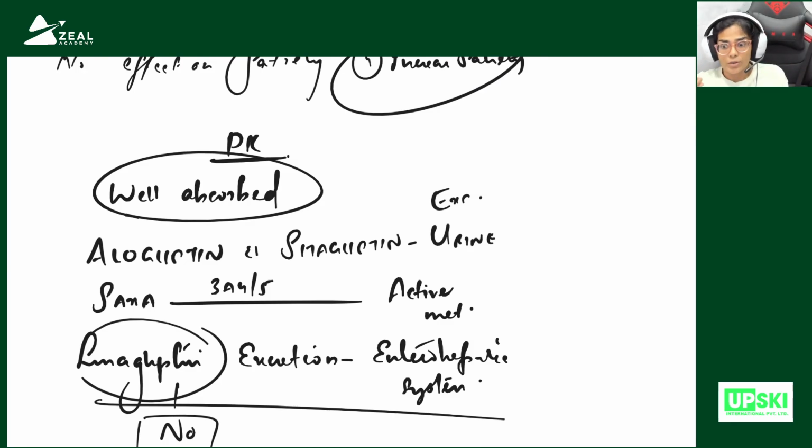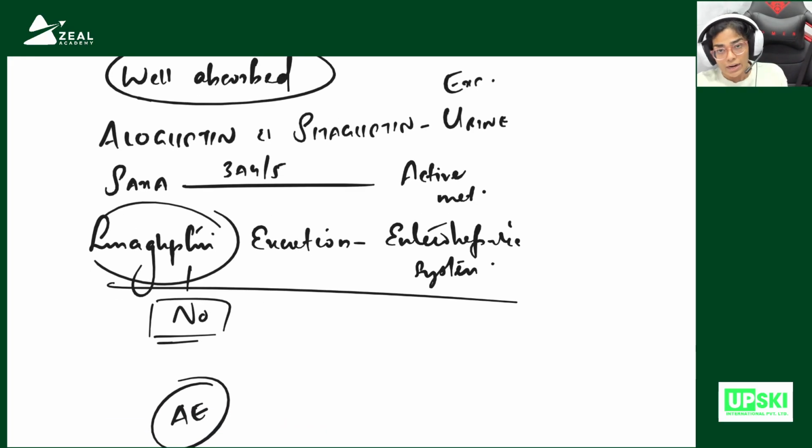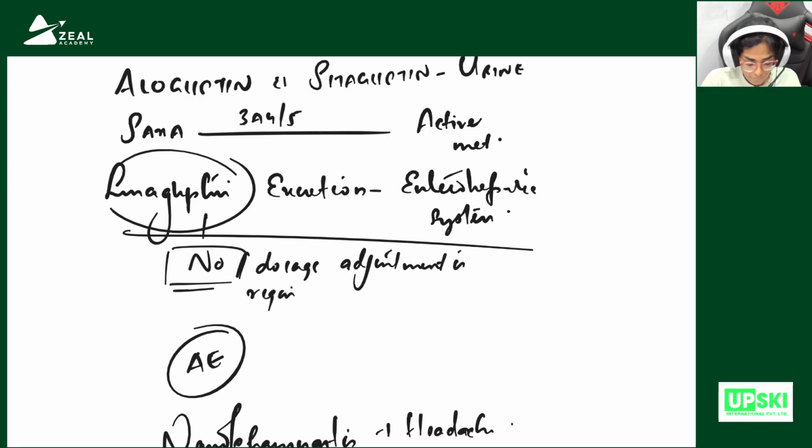Pharmacokinetic properties. These drugs are well absorbed from the gastrointestinal tract. Alogliptin and sitagliptin are excreted through urine. Saxagliptin will also form an active metabolite with the help of the 3A4/5 CYP enzyme. Linagliptin is excreted through the enterohepatic system. So this is an exam question for some exams. Linagliptin, no dose adjustment is required in renal failure. In renal impaired patients, this is a safe medication.